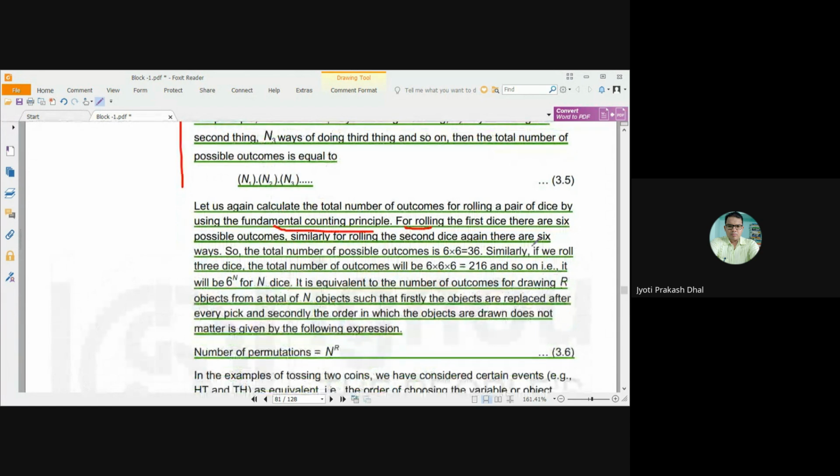For rolling the first dice, there are 6 possible outcomes. Similarly, for rolling the second dice, 6 possible outcomes. Then the total number of possible outcomes will be 6 into 6, that is 36. Similarly, if you roll 3 dice, then the total number of outcomes will be 6 into 6 into 6, that is 216 or 6 to the power 3. If you roll n number of dice, then the total number of possibilities will be 6 to the power n.